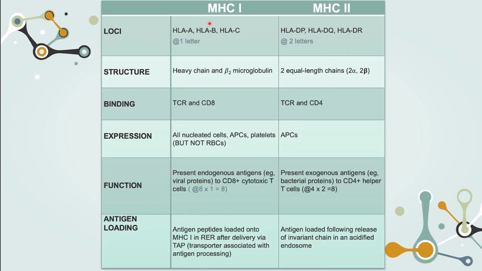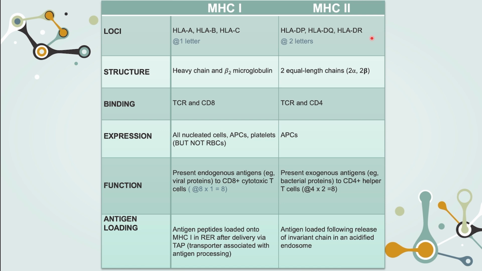So what are the loci that produce MHC1? It's HLA-A, HLA-B, and HLA-C. Did you notice this mnemonic? One letter. All the HLAs which code for MHC1 contain only one letter: HLA-A, HLA-B, and HLA-C. Now, the loci that code for MHC2 contain two letters: HLA-DP, HLA-DQ, and HLA-DR. This is a really high yield mnemonic. The USMLE exam loves to ask you about these components, so you really need to know this.